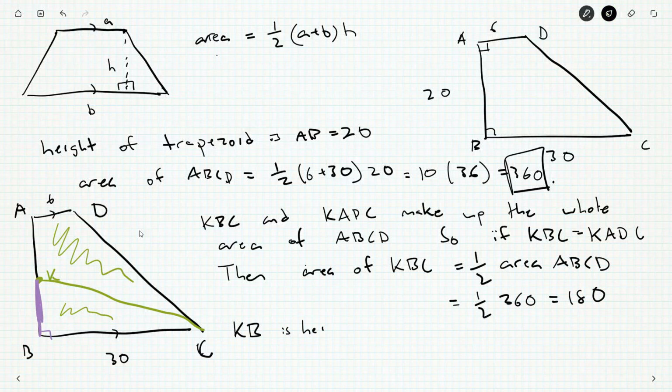KB is the height of our right-angled triangle KBC. You don't really need to mention that it's right-angled. I would say it's clear as long as you draw the picture with the little right-angle symbol. But if you want to, point out KB is the height.